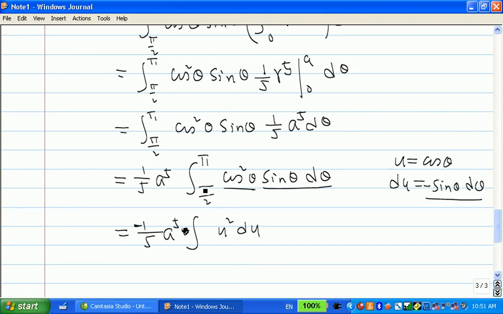Theta is between pi over 2 and pi. When theta equals pi over 2, your u equals 0. When theta equals pi, your u is what? Minus 1, right? So you get minus 1/5 a to the 5th, times 1/3 u to the 3rd, evaluated from 0 to minus 1. You got what you want.